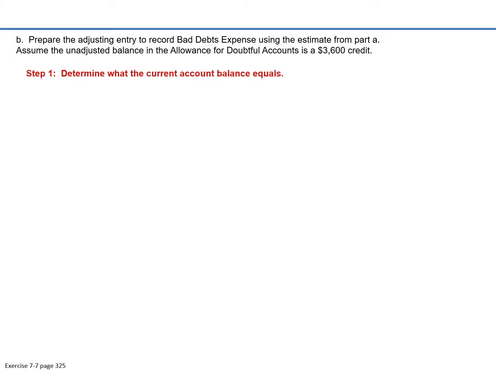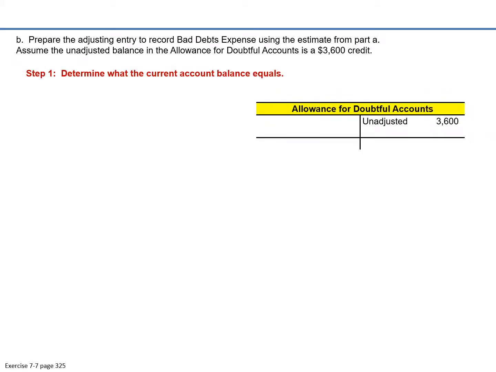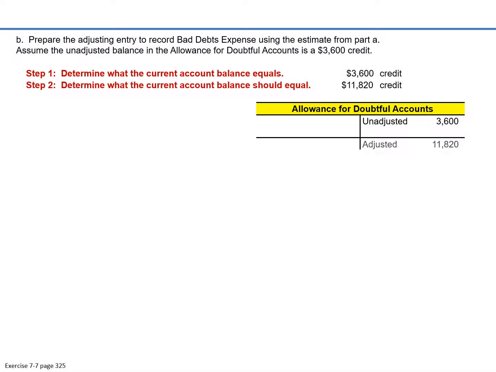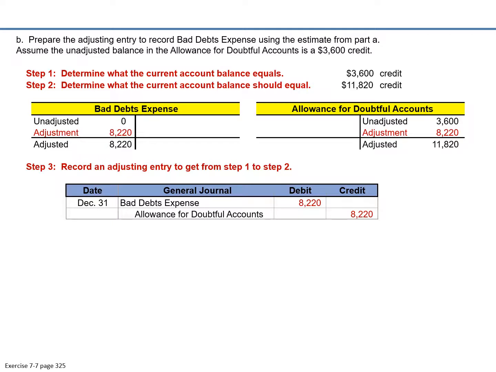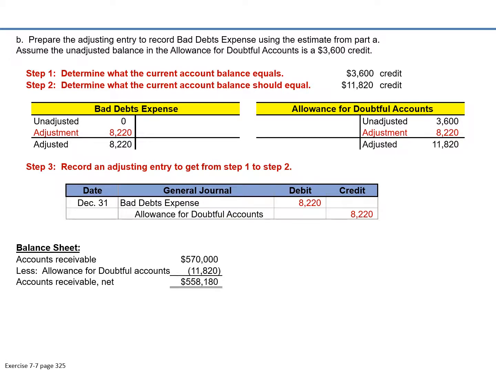So what's the balance equal? They tell us the balance is equal to a $3,600 credit. We want it to be that $11,820, right? So debit bad debt expense and credit allowance for doubtful accounts for $8,220. So then we have our balance sheet at $570,000 less our allowance of $11,820 equals a net receivable of $558,180. Our bad debt expense on our income statement is $8,220.